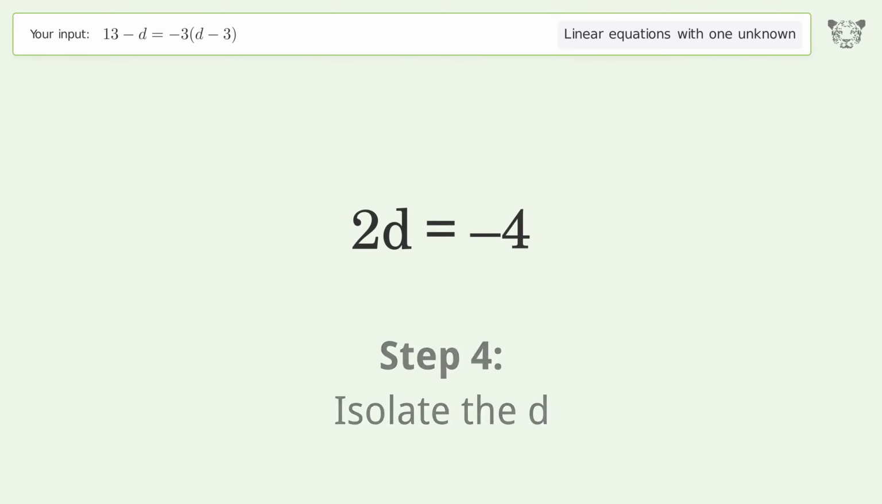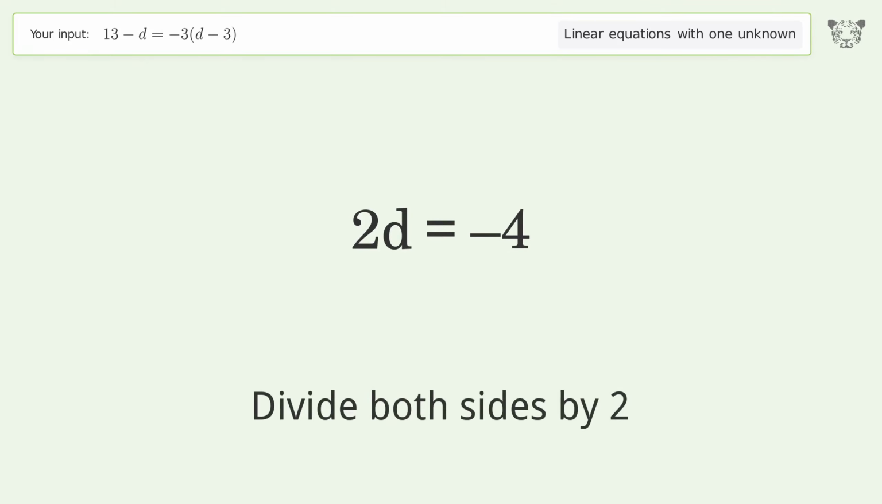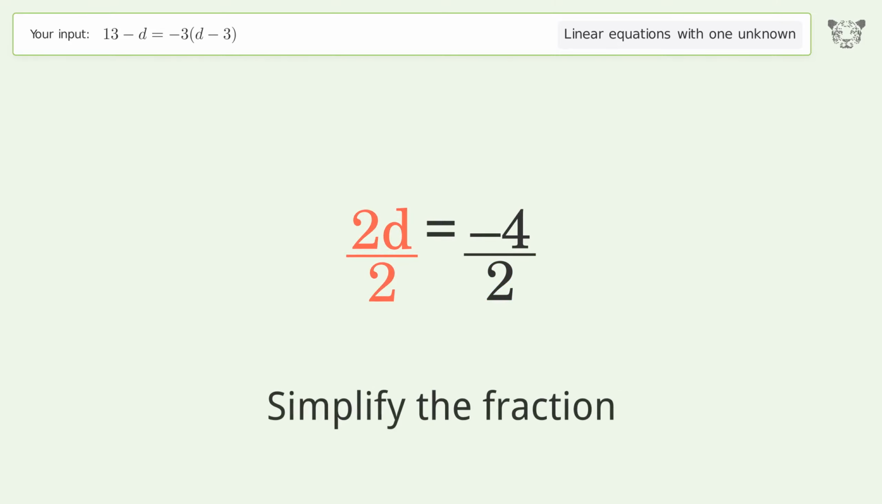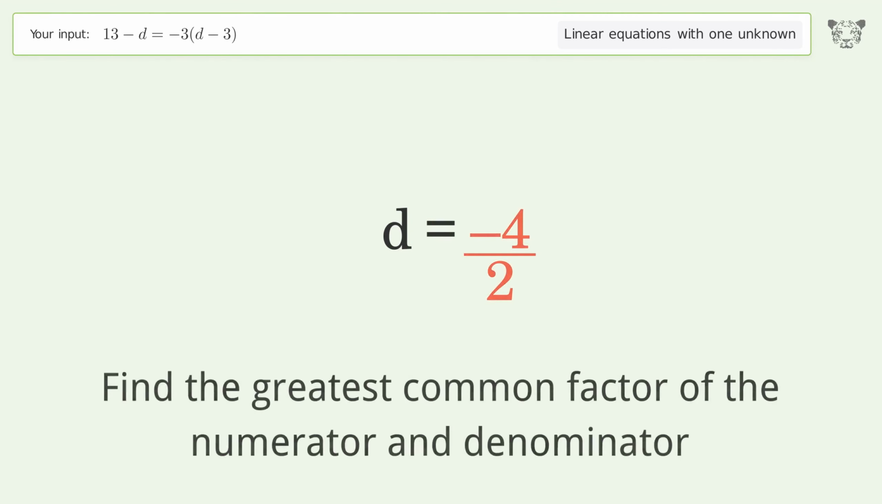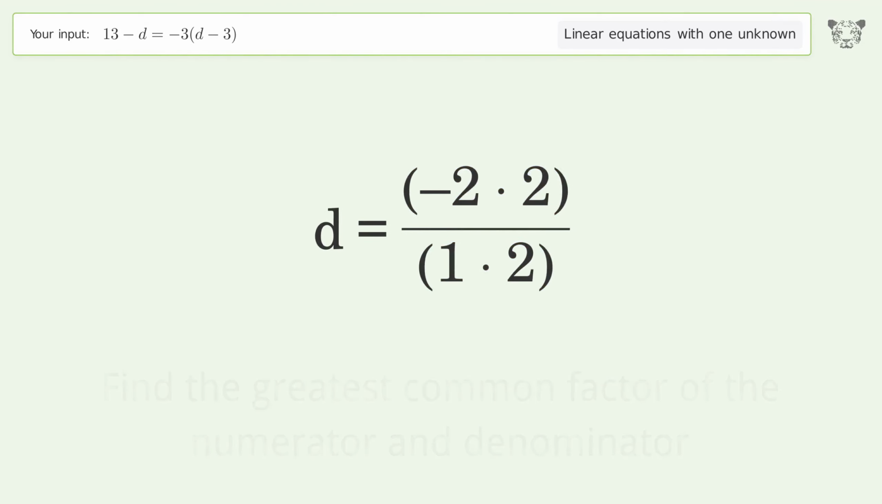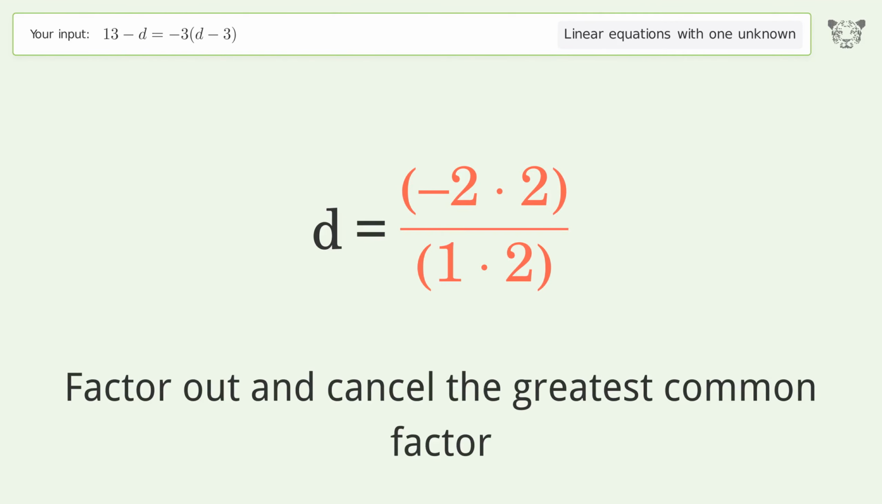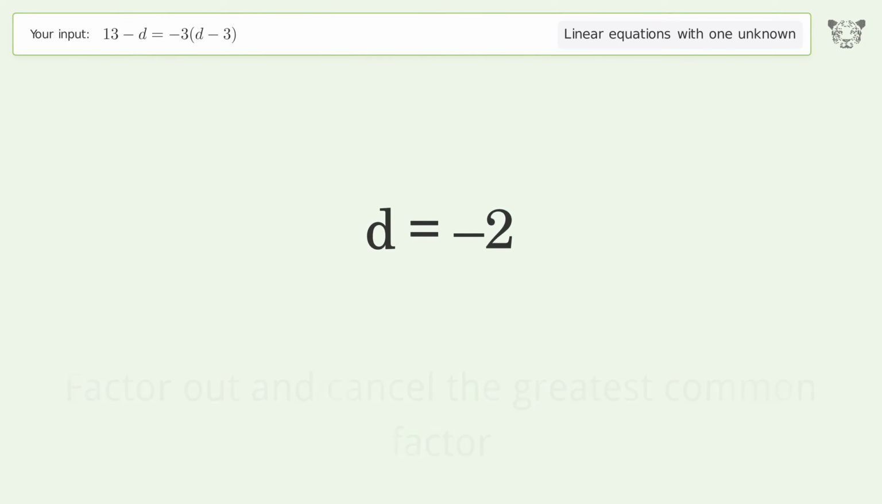Isolate the d. Divide both sides by 2. Simplify the fraction. Find the greatest common factor of the numerator and denominator. Factor out and cancel the greatest common factor. And so the final result is d equals -2.